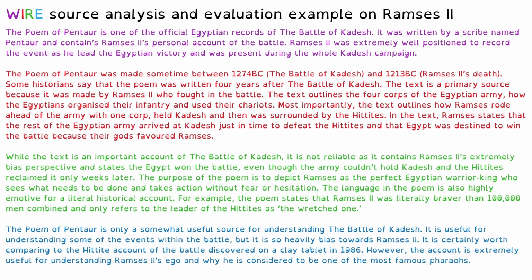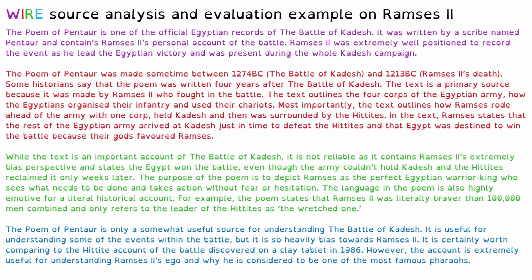The text outlines the 4 corps of the Egyptian army, how the Egyptians organized their infantry and used their chariots. Most importantly, the text outlines how Ramses rode ahead of the army with the corps, held Kadesh, and then was surrounded by the Hittites. In the text, Ramses states that the rest of the Egyptian army arrived at Kadesh just in time to defeat the Hittites, and that Egypt was destined to win the battle because their gods favored Ramses. So a lot of explicit information to unpack from the papyrus there.